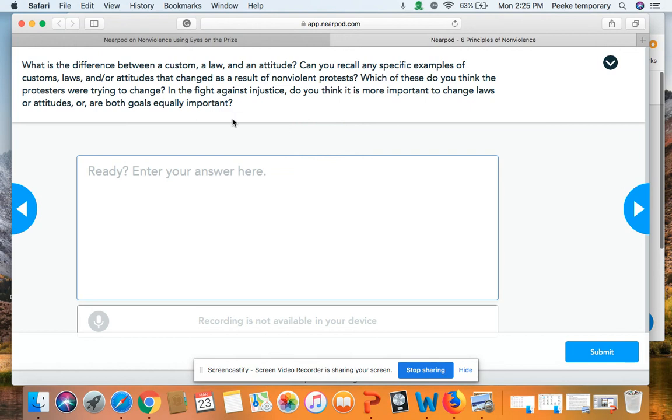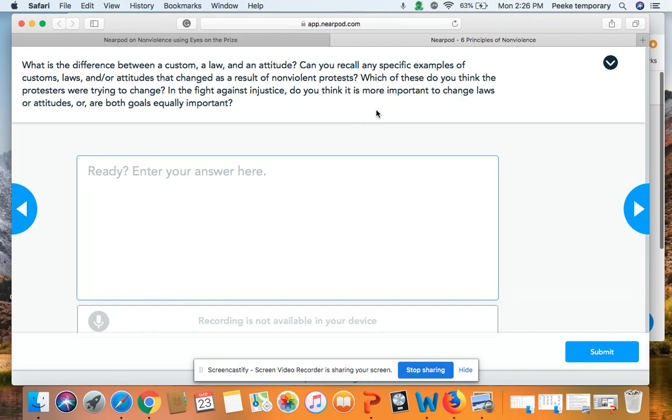Okay, now there's 2 more. And this one I really want you to think about. So this one says, what is the difference between a custom, a law, and an attitude? 3 different things. So write that. And then can you recall any specific examples of customs, laws, or attitudes that changed as a result of nonviolent protest? Just think about, think where you can eat. That's a big one.